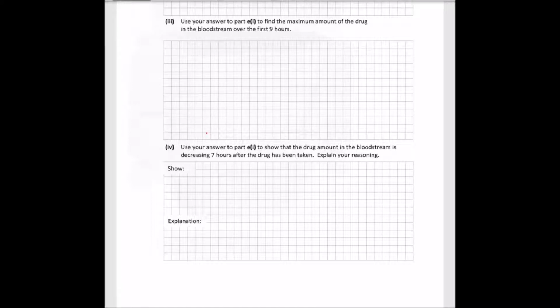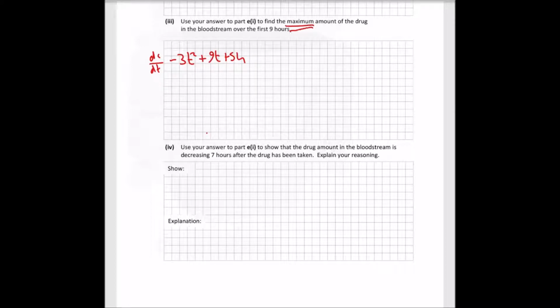Okay, the next part of the question says, use your answer in part E(i) to find the maximum amount of the drug in the bloodstream after 9 hours. Okay, so our answer to part E is minus 3t squared plus 9t plus 54, and that's dc/dt, isn't it? Right, so I want to find the maximum amount.